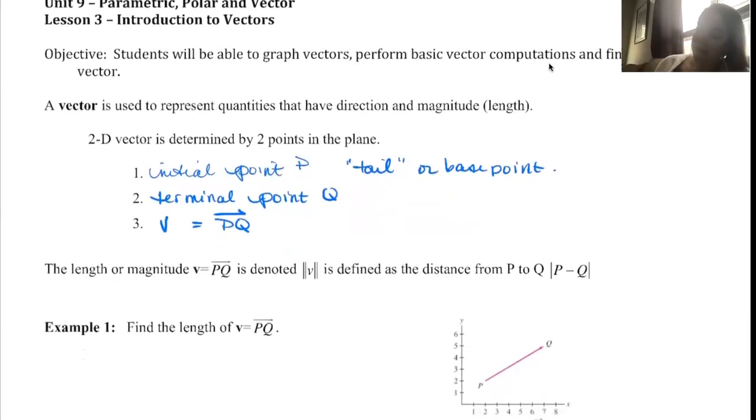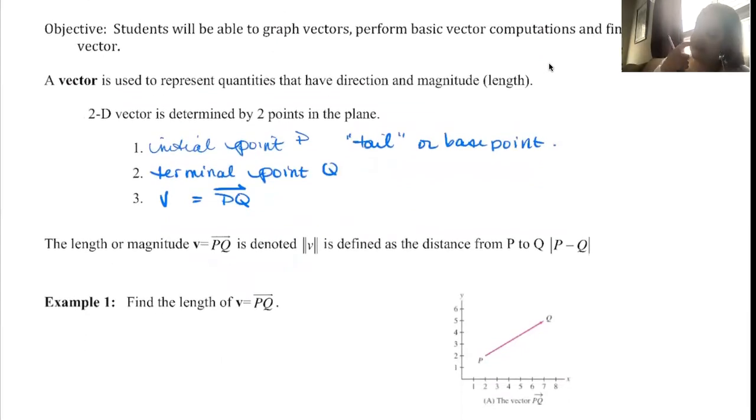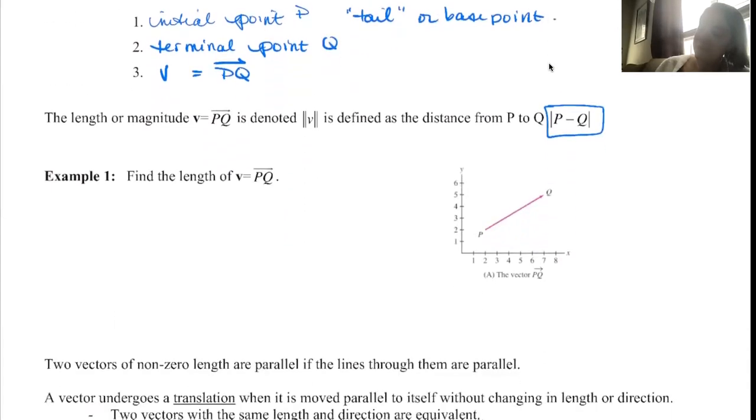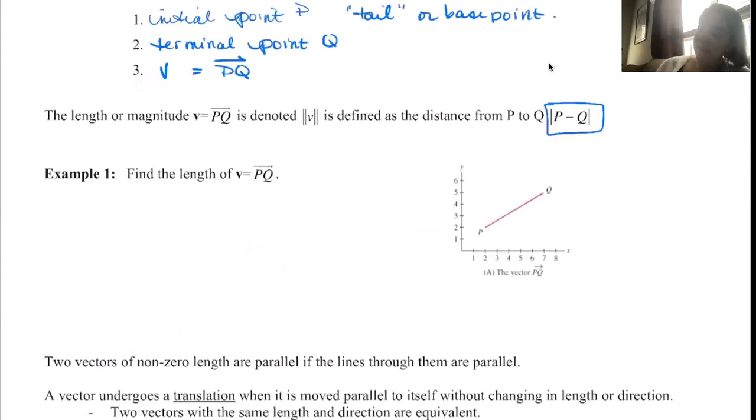The length or magnitude of the vector is denoted by this double set of lines V, and it's defined as the distance from P to Q. And distance is always an absolute value, so that's what's going on over here. So for example 1, find the length of vector PQ. So we have the point P over here. You need the ordered pair, which is 2, 2. And the point Q is over here. The ordered pair, I don't love this graph, but it's 7, 5.